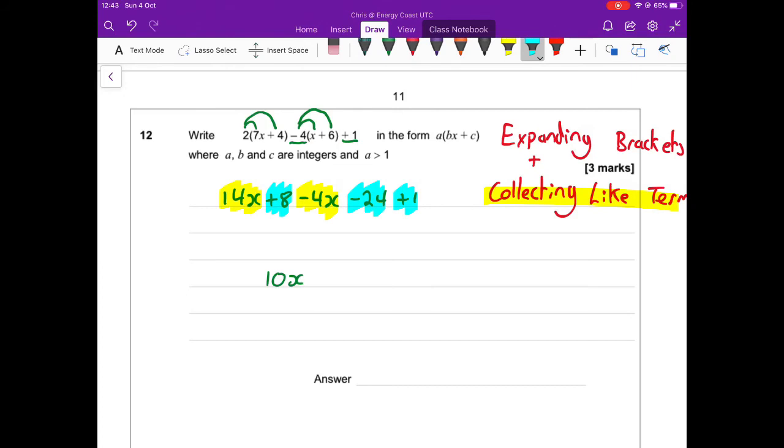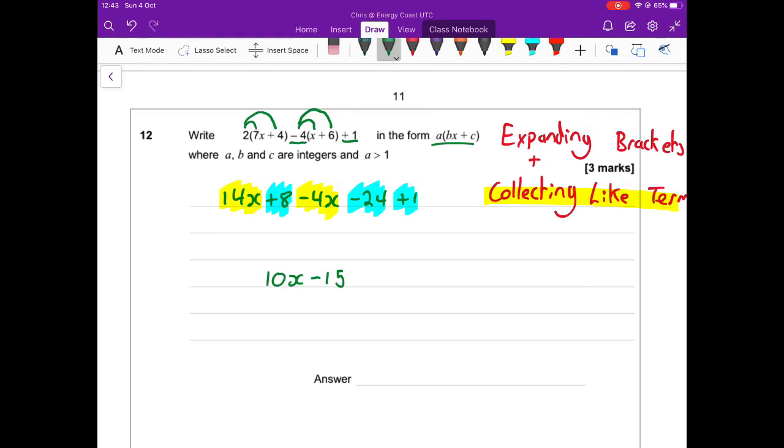That's quite hard to do. 8 take away 24 is minus 16. And if you add 1, you get minus 15. So that's what goes here. I've got most of my marks here, but I haven't quite finished. It wants it with a bracket in, confusingly.